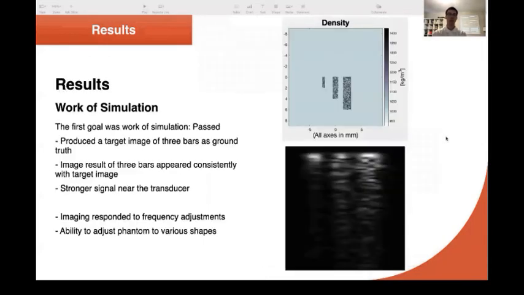We have shown the work of simulation with this image target of 3 bars as the ground truth and the image result of 3 bars, which appeared consistently with the target image. We have shown that imaging responded to frequency adjustments, as well as we had the ability to adjust the phantom shape and size, which is important for different experiments.